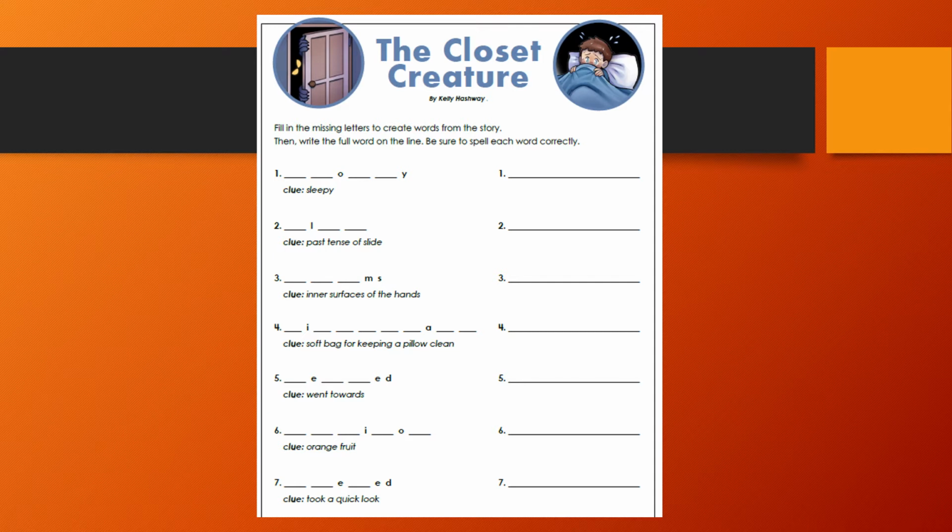Question number 3. You have 2 letters there, M and S. The clue there, inner surfaces of the hands. Question 4. I and A. The clue, soft bag for keeping a pillow clean. Question number 5. E, E, D. Your clue there, went towards. Question number 6. I and O. And your clue is orange fruit. Number 7. Your letters are E, E, and D. Your clue there is take a quick look.